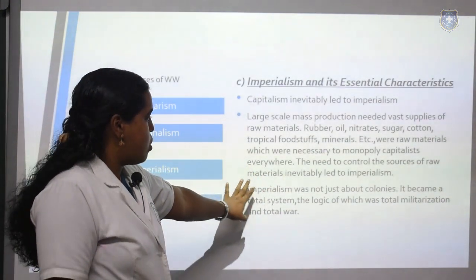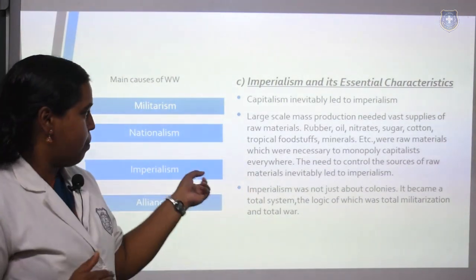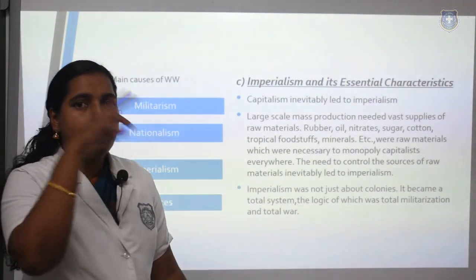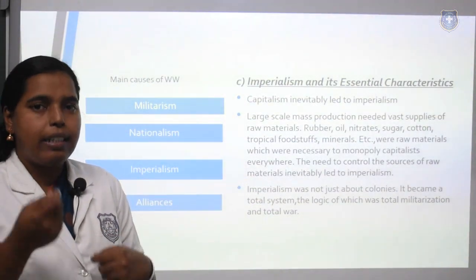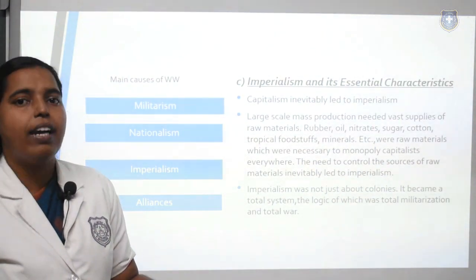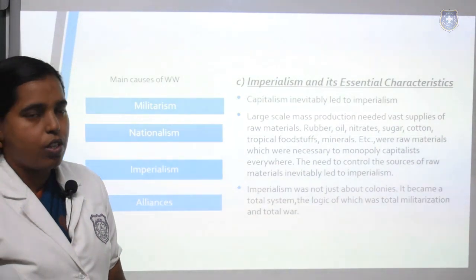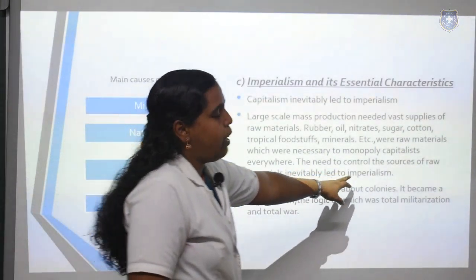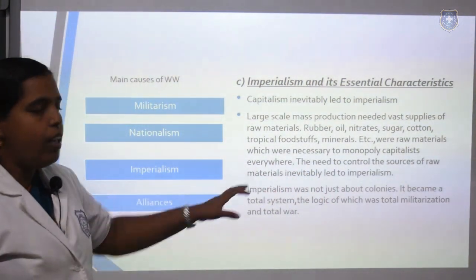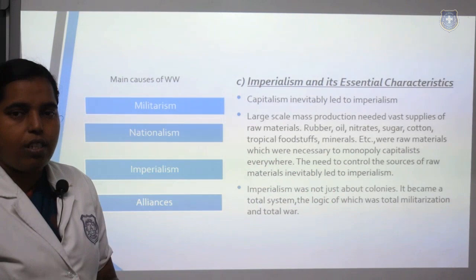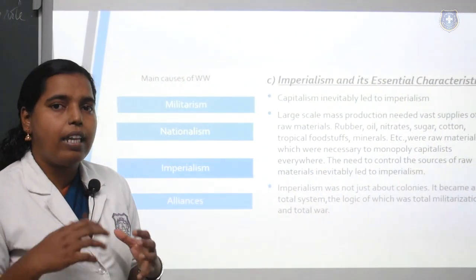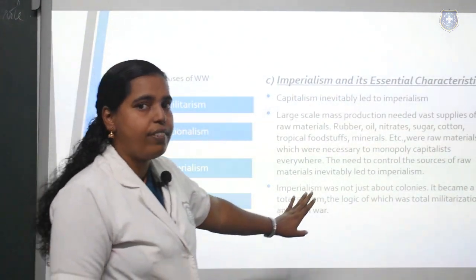So the need to control the sources of raw materials inevitably led to imperialism. Automatically, when they go to another country, slowly, directly or indirectly, they get into the control of the political system, and finally they will capture the whole country. So they will attain imperialism through trade. Trade starts the thing, and finally they will annex the territory. Annex means taking control of another country. So that is the annexation of territories.